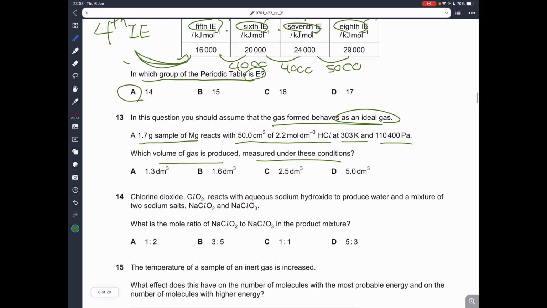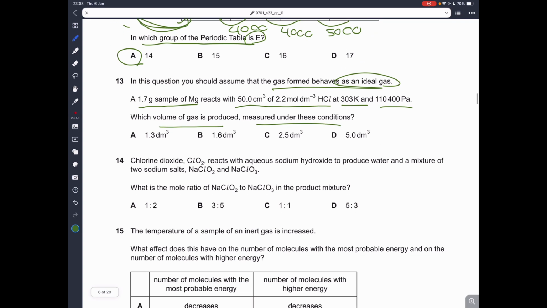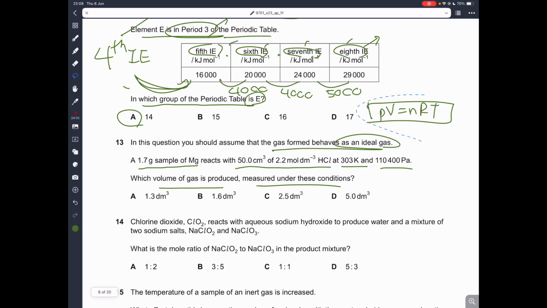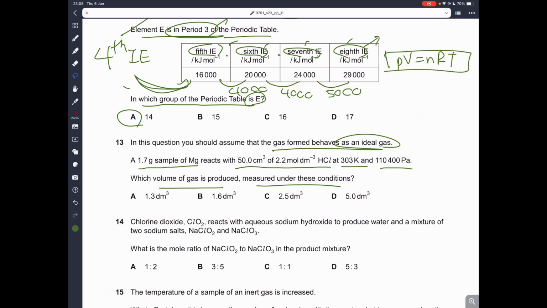Well, this is basically a PV equal NRT question, right? If you see ideal gas, you should always write down this equation and then solve from this, okay? We're given the temperature, the pressure, the mass of magnesium, and the volume and concentration of hydrochloric acid. So we can find the mole.